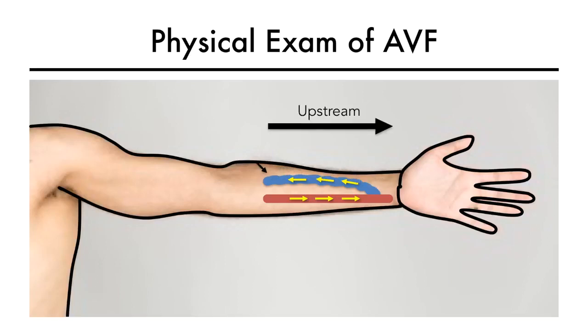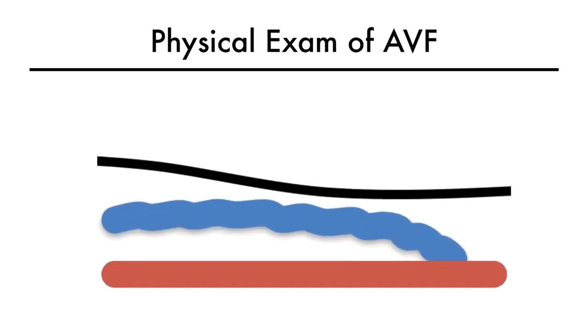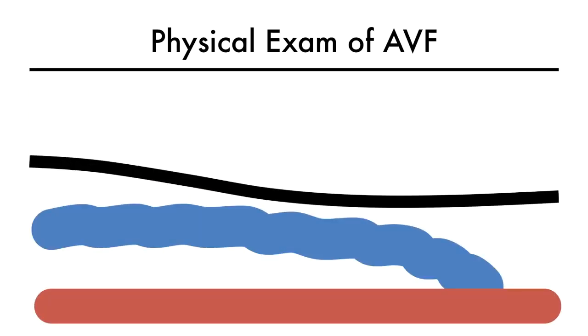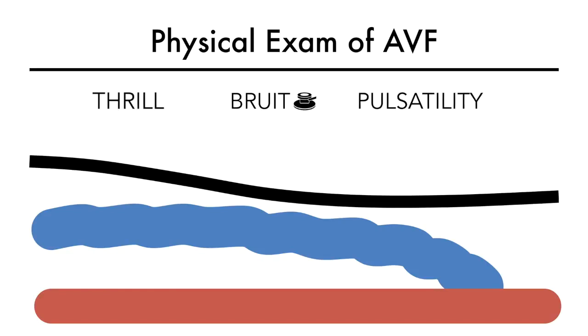Upstream is when you go towards the anastomosis. These terms will be used often in the upcoming videos, so I wanted to clarify the terminology. Now let's take a closer look at a normal AV fistula. Let's start by reviewing three important features of a fistula: thrill, bruit, and pulsatility.